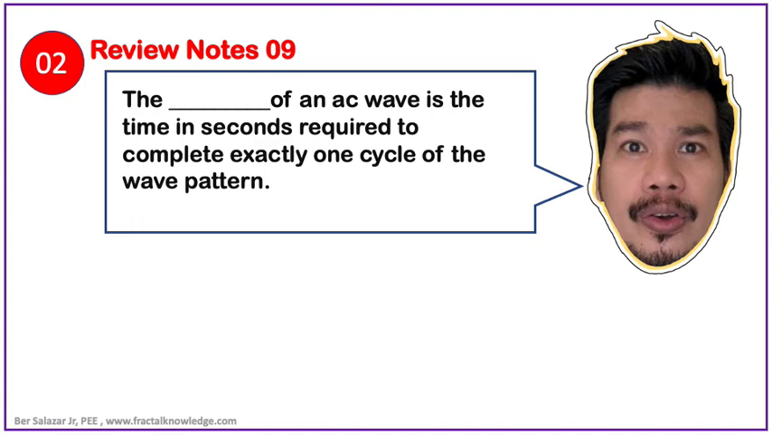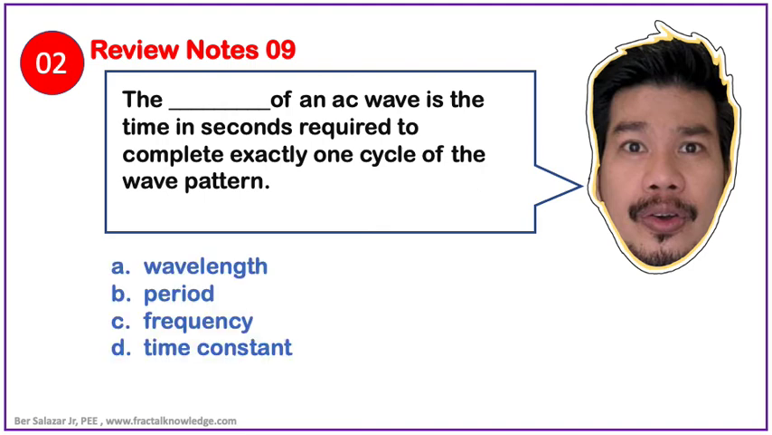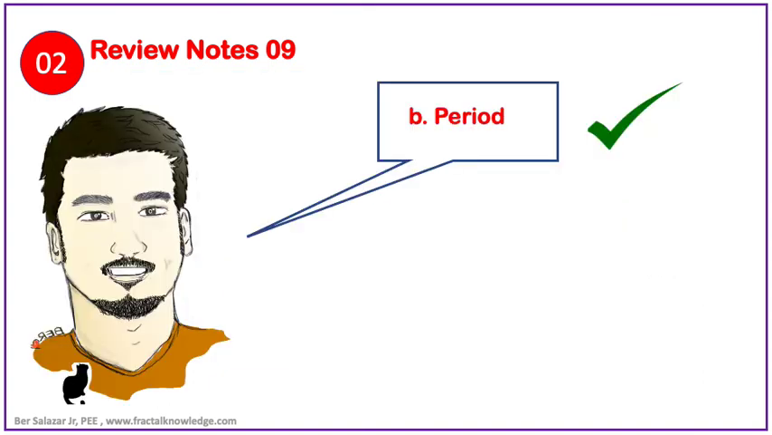Here is another question you may encounter. The blank of an AC wave is the time in seconds required to complete exactly one cycle of the wave pattern. The choices are wavelength, period, frequency, or time constant. Letters A and B are somewhat near to the answer, but what separates them is the word second. We know that wavelength is in meters. For letter C, frequency is in cycles per second, so that's not the answer, and time constant is not related. The correct answer is letter B, period.